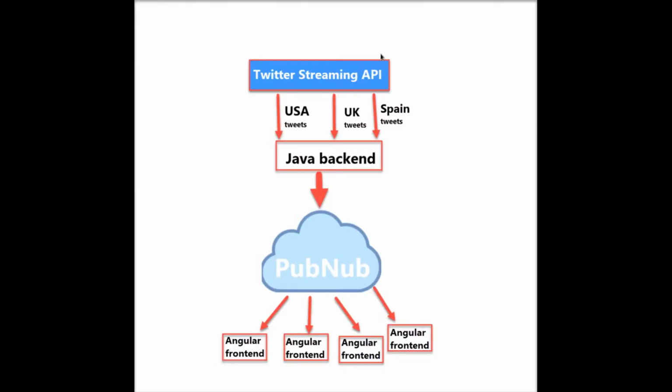While exploring PubNub, I developed a simple real-time application. The source of data for the application is Twitter. The application gathers tweets in real-time using the Twitter streaming API. And then it sends the tweets to PubNub channels. One channel for the tweets generated in the United States, another channel for those generated in the UK, and a third PubNub channel for those generated in Spain. Ultimately, the messages are consumed by the Angular web clients which subscribe to one of those three PubNub channels.